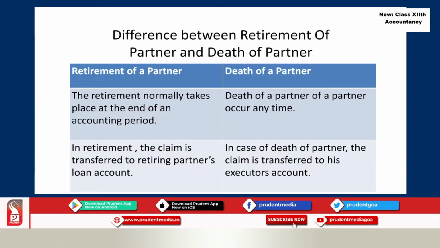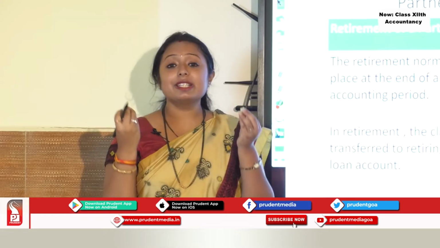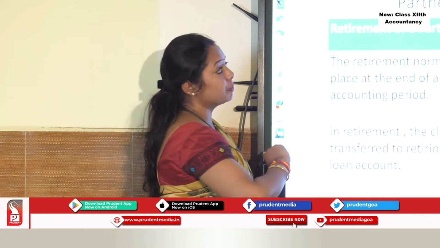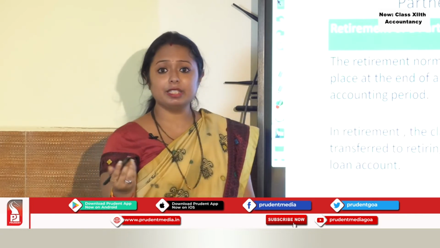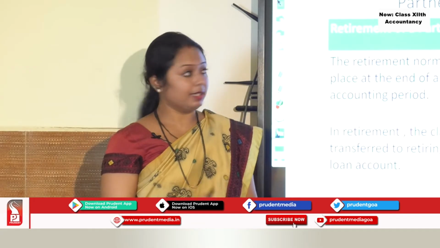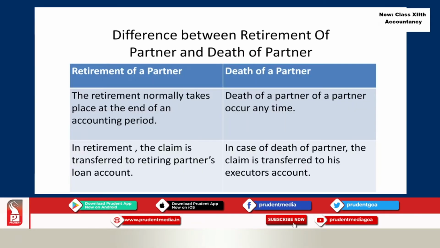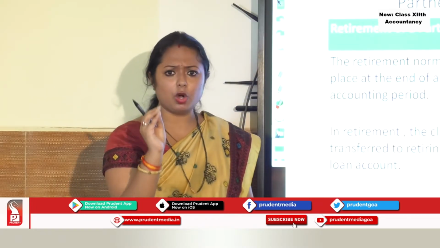I told you that the retirement and death adjustments are the same. But what is the exact difference? Very simple. Let us see the difference between retirement of a partner and death of a partner. Now, retirement of the partner. Retirement normally takes place at the end of the accounting period. Very simple, all of us know.